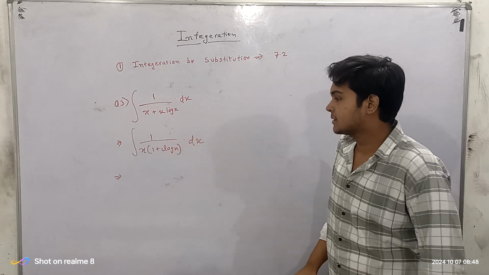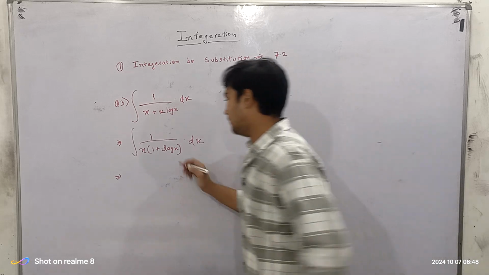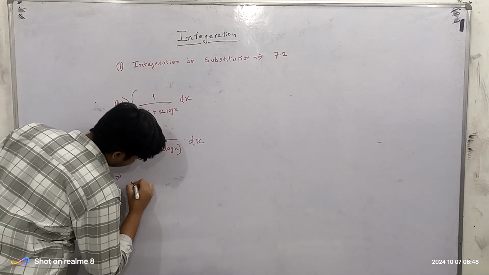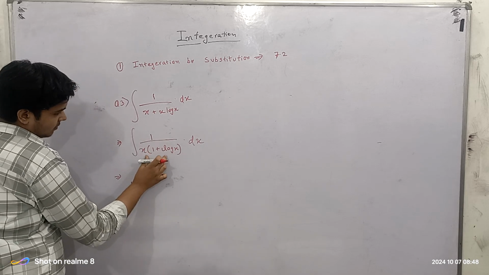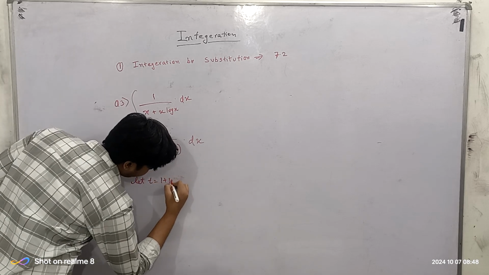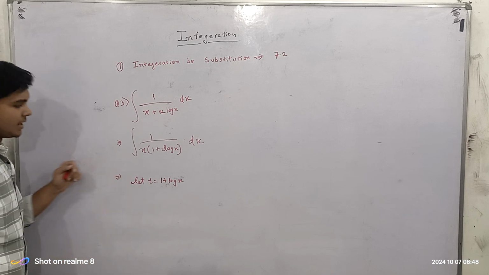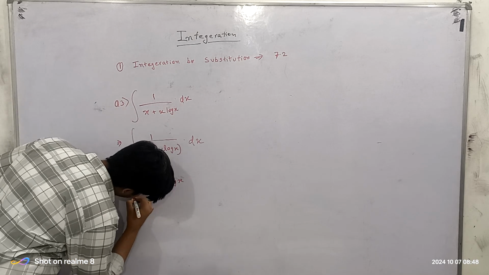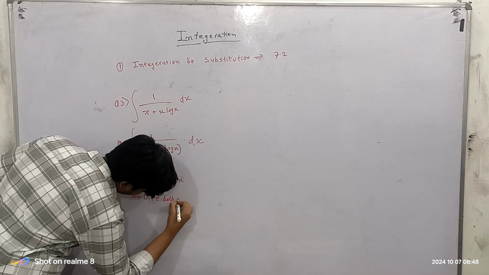Common 1 plus log x, 1 by x. We will take log x. Let t equal 1 plus log x. There are two functions, x and 1 plus log x. We will see that on differentiating log x, 1 by x will automatically come, on differentiating both sides.